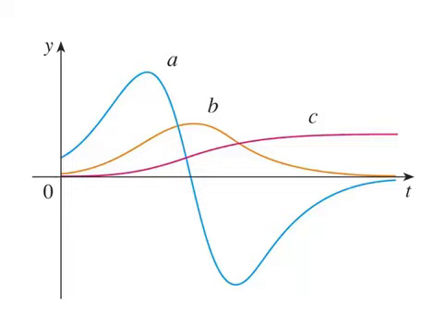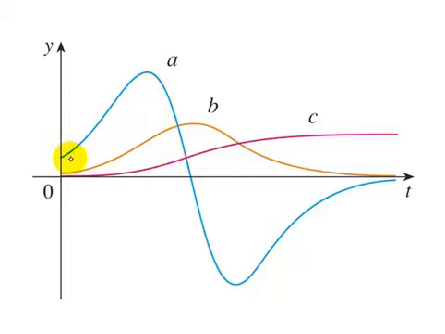Now recall the connection between these three things is the derivative of position equals velocity, and the derivative of velocity, hence the second derivative of position, equals acceleration. So let's start by looking at curve A.